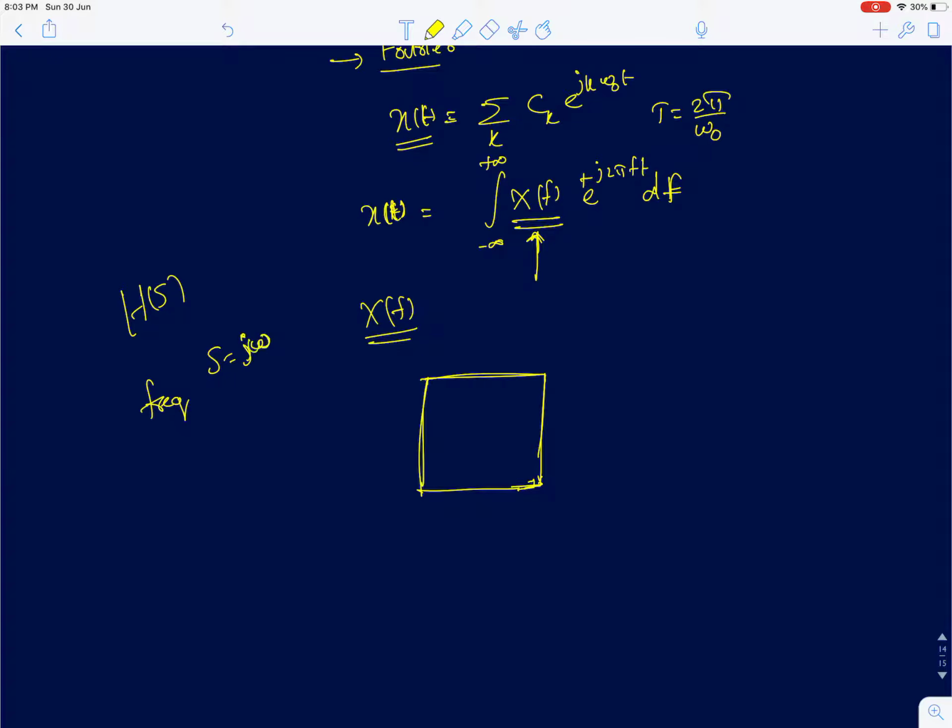And frequency response is simply given by substituting s equal to j omega, and you would get what we call the frequency response. It is the same thing explained in the Fourier domain. Okay.